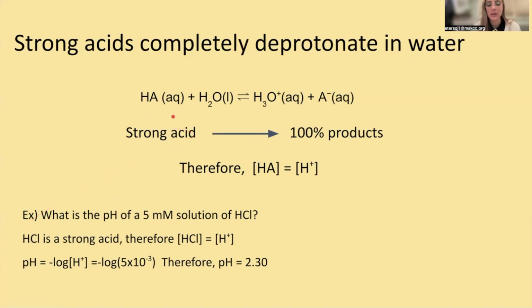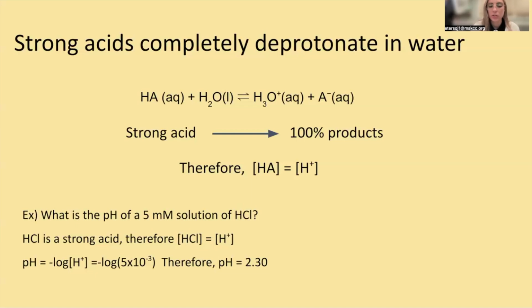In this reaction equation, we have the acid represented as H for the proton on A for the acid. When it's dissolved in water, you'll produce H plus ions, which is also referred to as H3O plus, and the deprotonated acid. Strong acids will convert to 100% of these products. Therefore, if you're given the acid concentration, you can say it's equal to the proton concentration. In this question, we're asked to determine the pH of a 5 millimolar solution of HCl. HCl, or hydrochloric acid, as we know, is a strong acid.